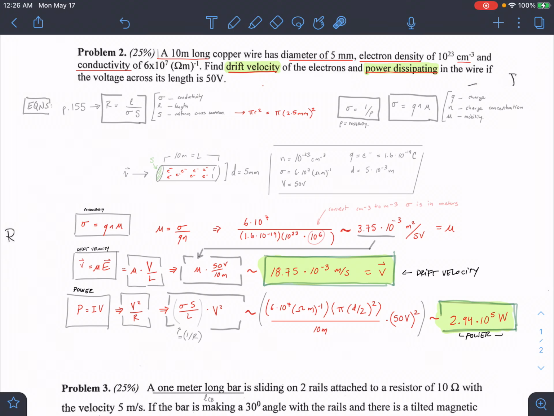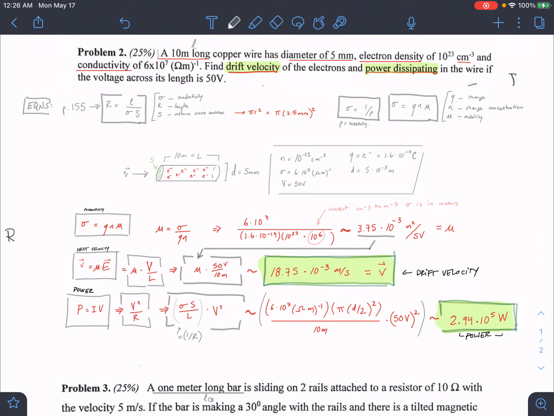Okay, this is the solution to problem 2 from the exam that Kuklin gave you guys as a practice exam. This is basically just manipulating chapter 4 equations. So in this problem, you're given a copper wire that's 10 meters long.